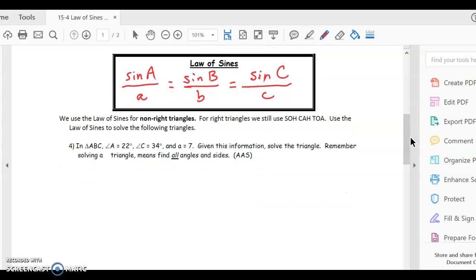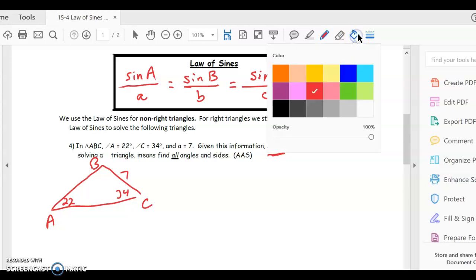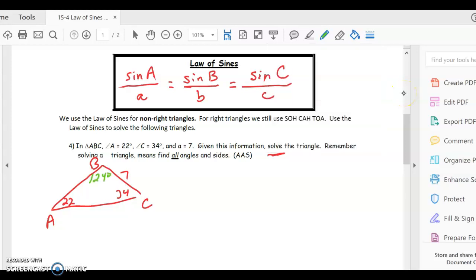So in triangle ABC, A is 22, C is 34 degrees, and little a, which is the side length, is 7. I would encourage you to draw a picture, as I think it just helps you see what you're doing. So A is 22, C is 34, we have B, and this is 7. So very quickly, if we were solving the triangle, it means find all the angles and all the sides. The easiest thing to find right off the bat is angle B, which is 124, because we know three angles add up to 180 degrees in a triangle.